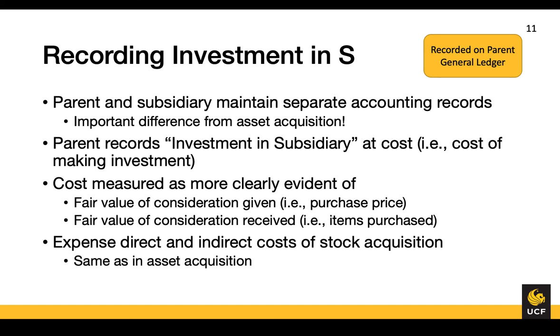In order to know what eliminating entries we need to make, we first need a refresher on our accounting for equity investments. The parent company will record their equity investment, or investment in S, at cost. The cost is measured as the more clearly evident of the consideration given or the consideration received. If we were buying the subsidiary shares with cash, then cash is the more easily valued of the two. If we were buying the subsidiary shares with, say, horses, I think we'd all agree that we'd rather value the shares.